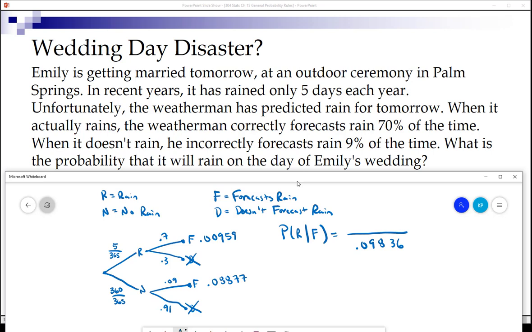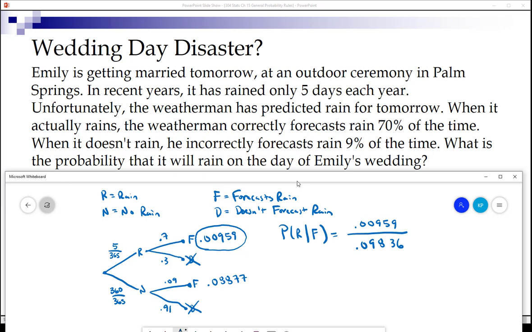Now, from here, we want to see what's the probability it's going to rain. Out of these two, because those are the only two we're interested in now, that's our new population, that's our new total, where do we see rain? We see rain in this first one right here. This represents that he forecasted rain, and it actually did rain. So our numerator here is going to be 0.00959.